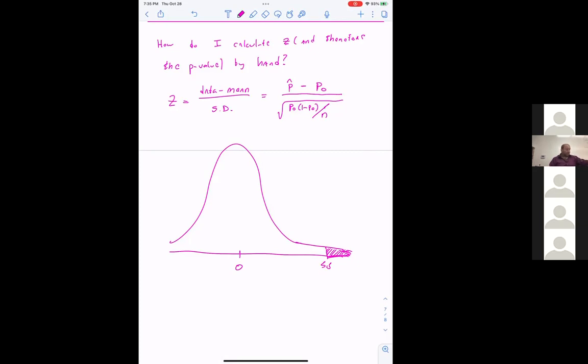Standard deviation is not 5.5. Where do you get that from? What's our sigma for Z? It's always been the same, long before this chapter. It's 1, right? Z is always a 0, 1 normal. Always.